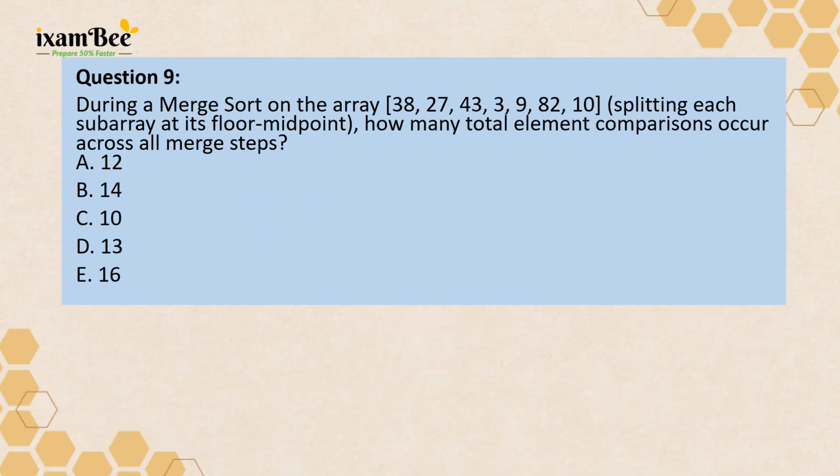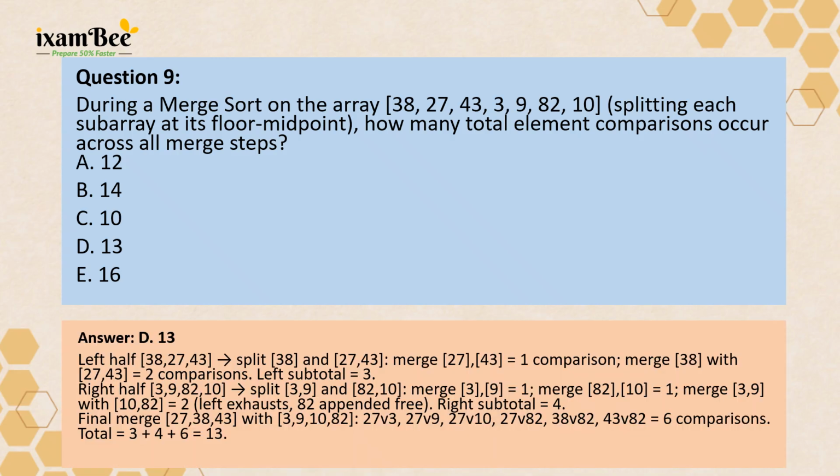Now let us look at this question. During a merge sort on the given array, we are splitting each subarray at its floor midpoint. How many total element comparisons occur across all merge steps? So here the answer is D, 13. The left half would be 38, 27 and 43. If you split that up, it would be 38 and 27, 43. Merging 27 and 43 requires one comparison and merging 38 with 27 and 43 requires two comparisons. So the left subtotal becomes 3.